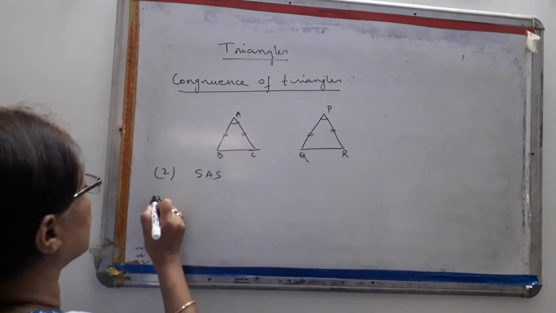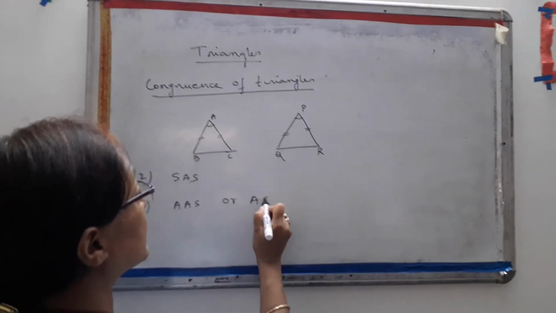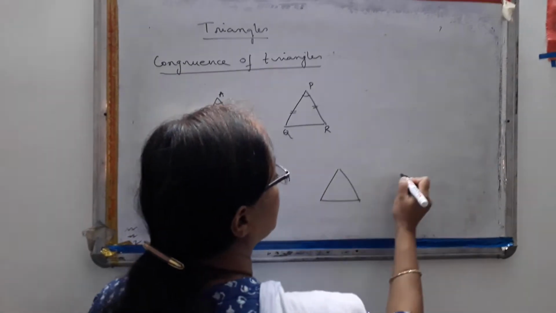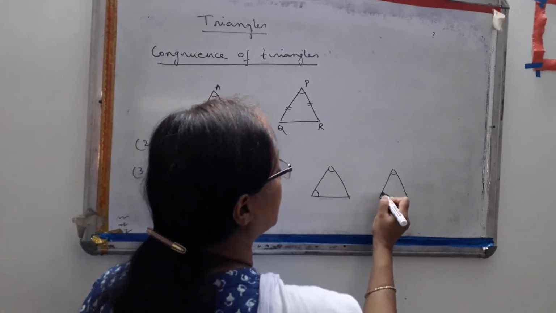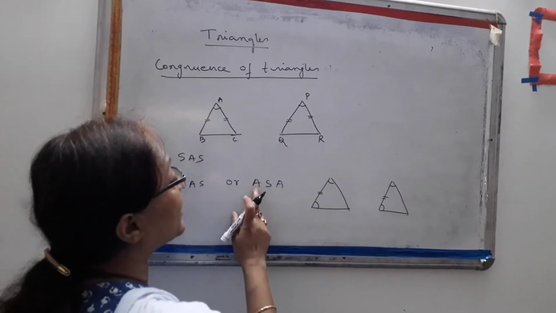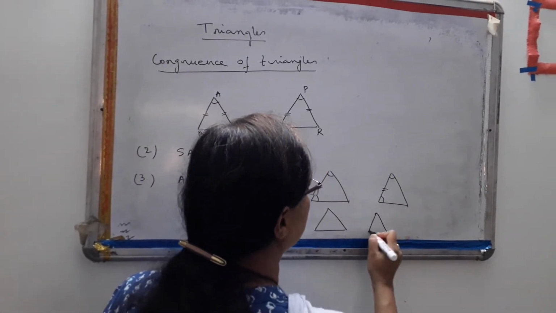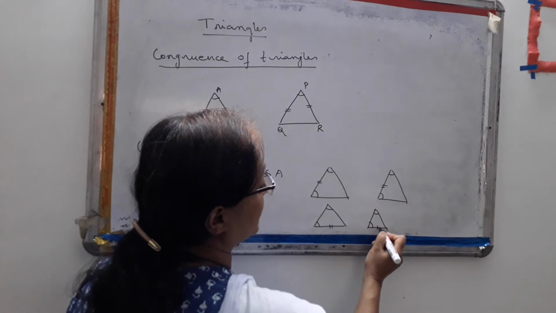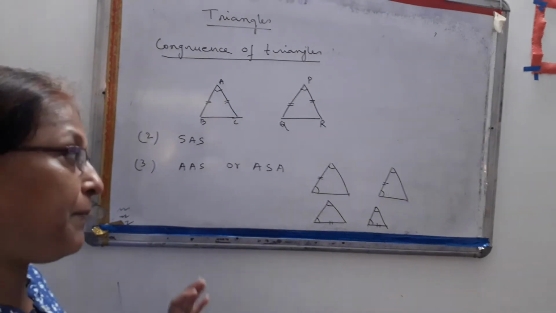Third condition is AAS or ASA. There is a little bit of flexibility. What type of flexibility? Suppose these are the triangles. Suppose this angle equal to this angle, and this angle equal to this angle, and this side equal to this side, then they are congruent. That is the condition called ASA. But this condition we can give like this also. Suppose this angle equal to this angle, and this angle equal to this angle, but this side equal to this side. That is also possible. That is angle, angle, side, or angle, side, angle. Both are applicable in this case.